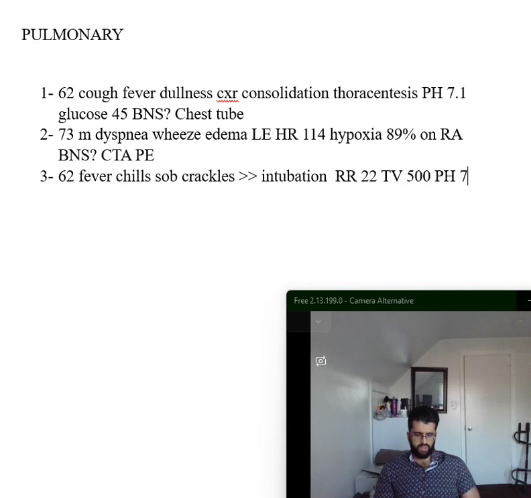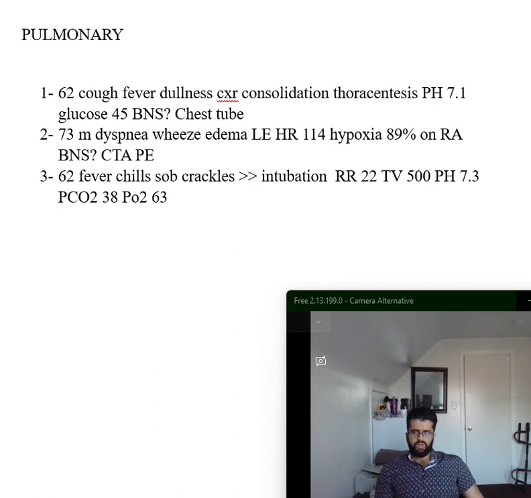pH is 7.3, PCO2 38, PO2 63, right? So we have a bunch of numbers, you know. Tidal volume is 500, FiO2 is 60%, PEEP is around 5, pulse ox is 94 on assist control, and then they tell you, okay, what would you do in the vent setting of this patient? This is a common question that you get asked about, right? So what would you do?